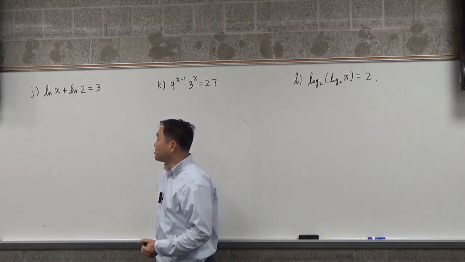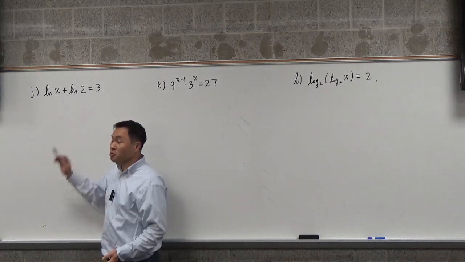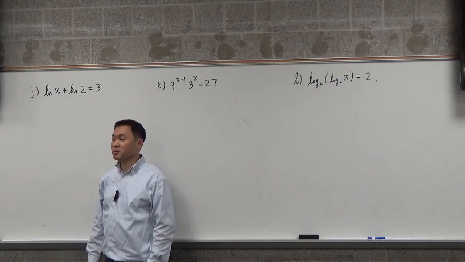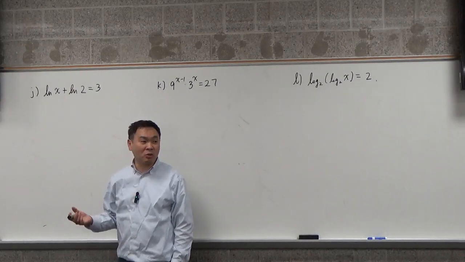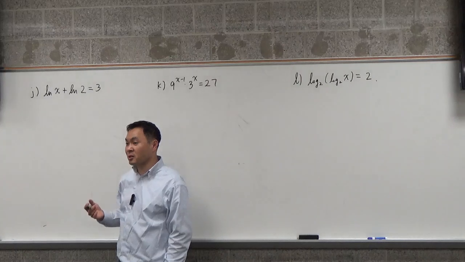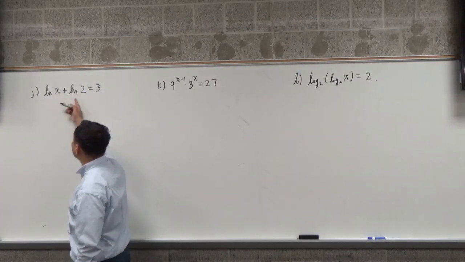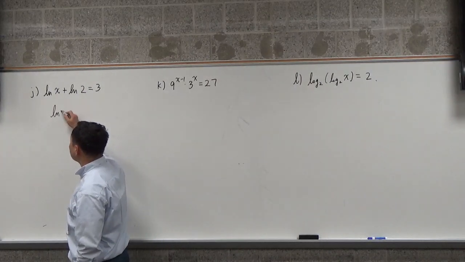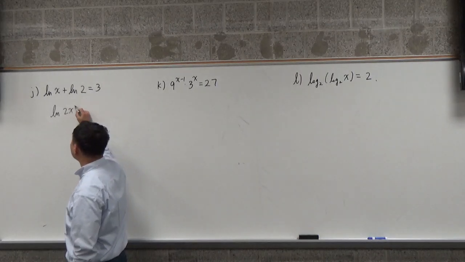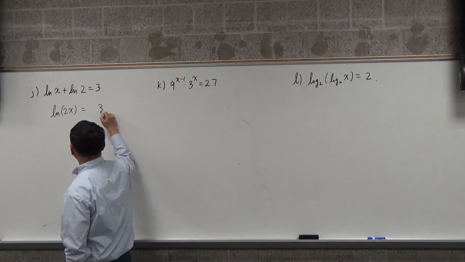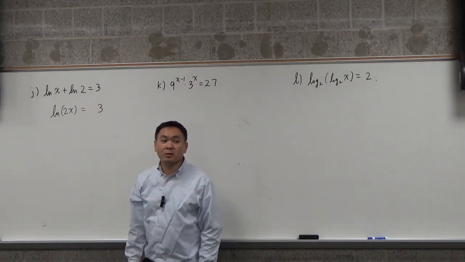Okay, next question. What should we do first? Combine the ln. Always, if you see more than one log, combine it first before you do anything. So we have two logs combined into a single thing as multiplication. So you have 2x equal to 3.